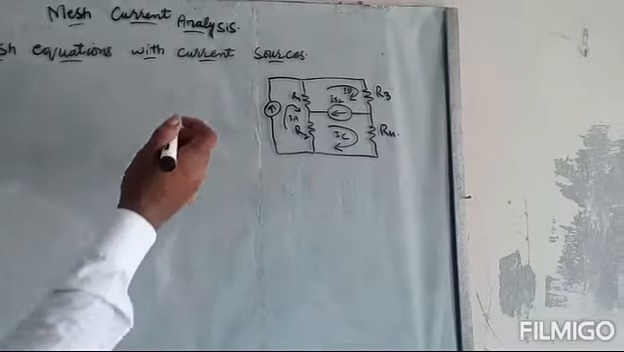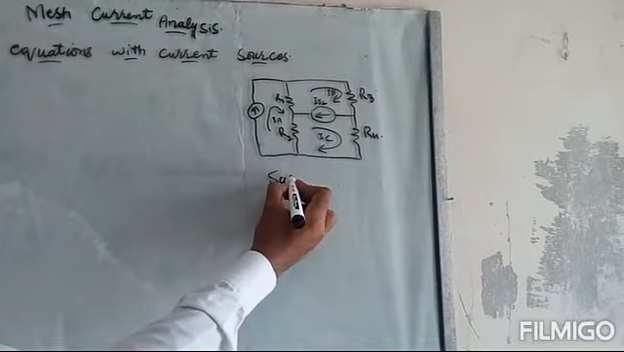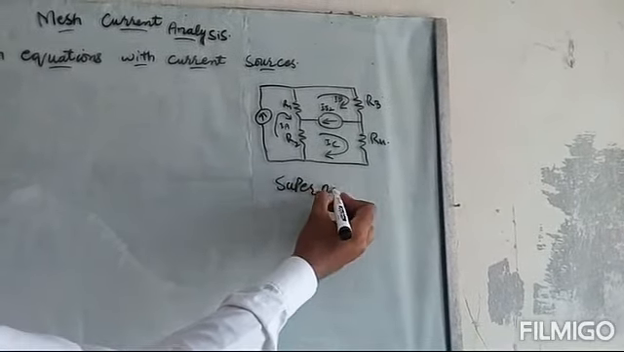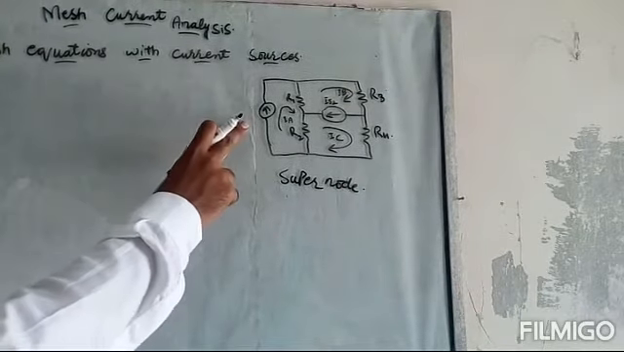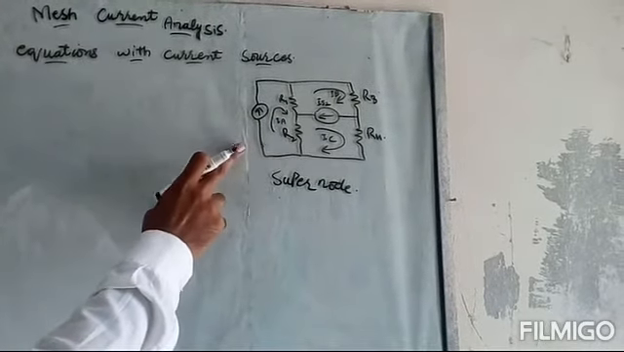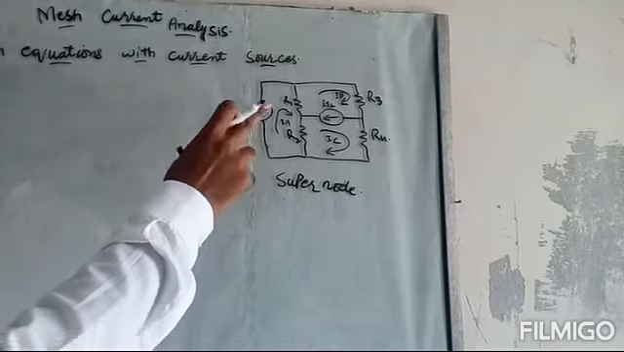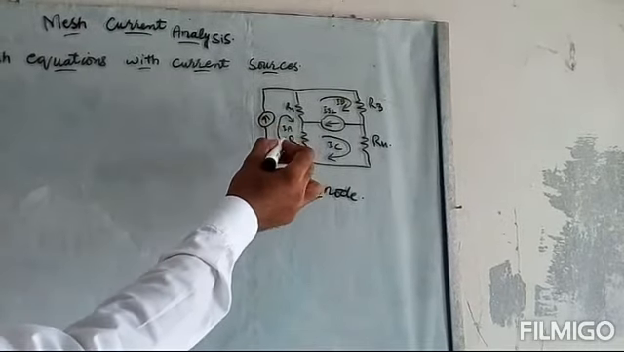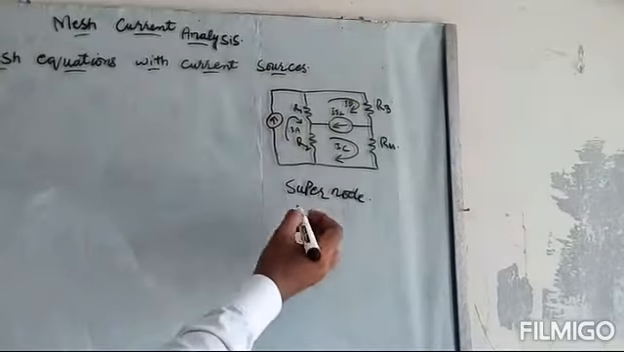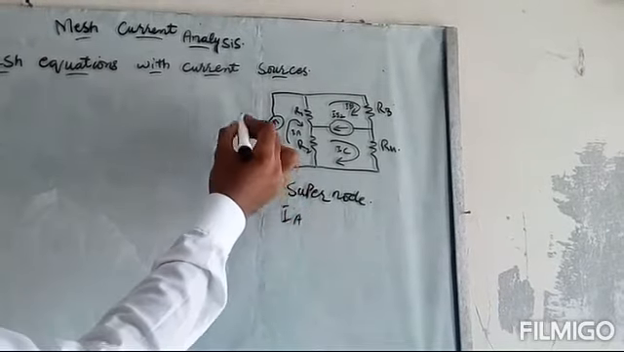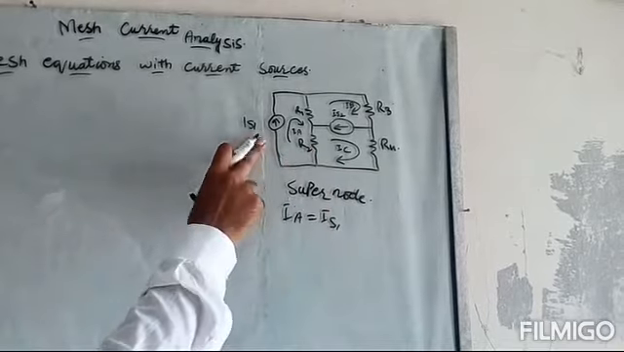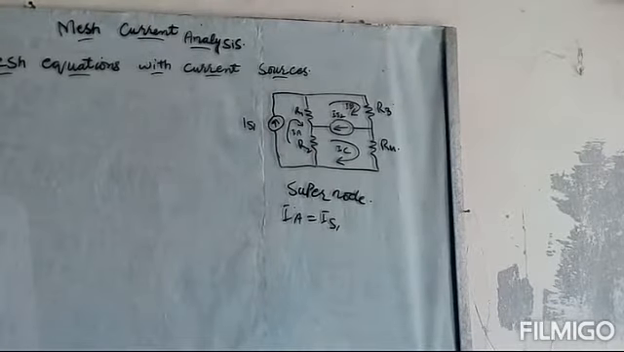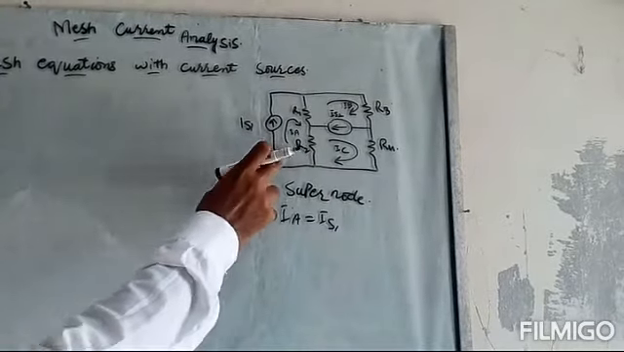To understand the concept of supernode, we are going to solve this example. This is a current source and it is not shared in any other mesh. It is in one mesh, so IA will be equal to IS1. This current source has simplified our example because we do not need to find IA.